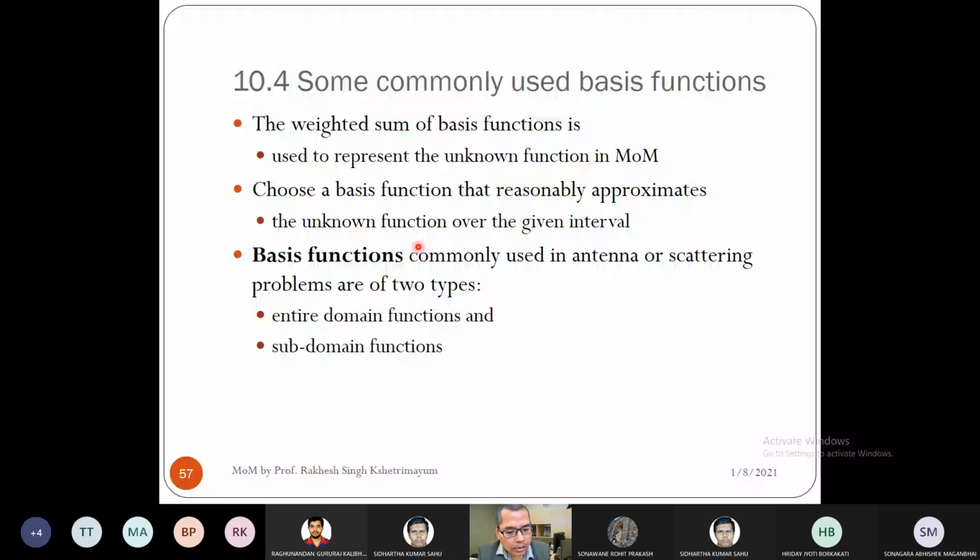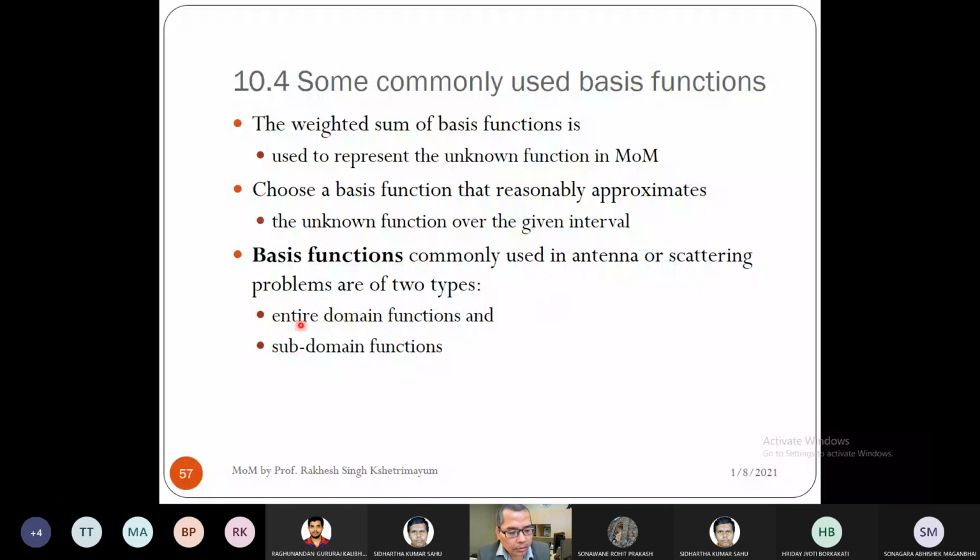In the last class, many of you were asking about the basis function, so we'll spend some time on it because this is a very important part of the MoM. If you know the basis function, then you can easily apply it. There are some common basis functions which are used for any kind of problem, and we'll discuss those too. We'll also discuss the entire domain basis function and the subdomain basis function.